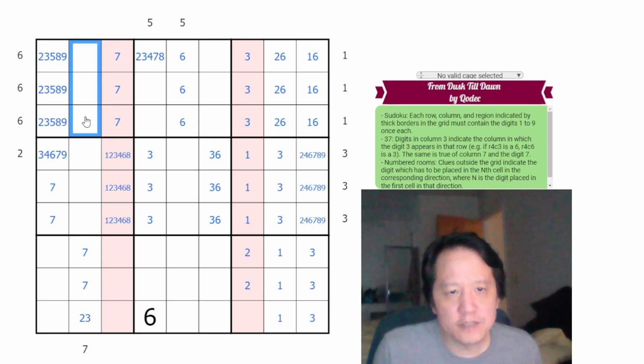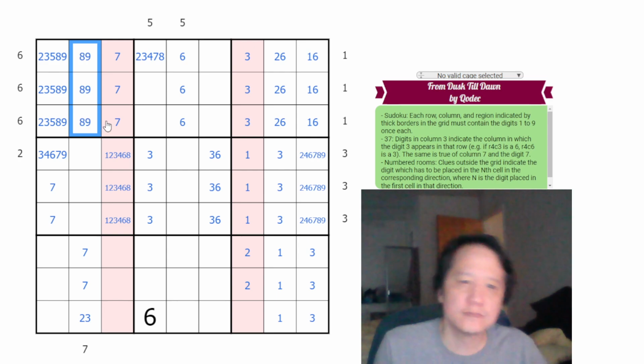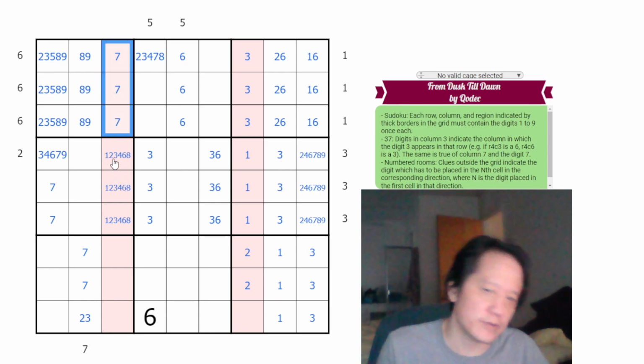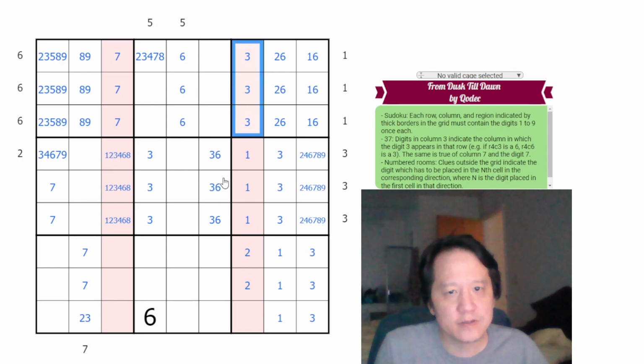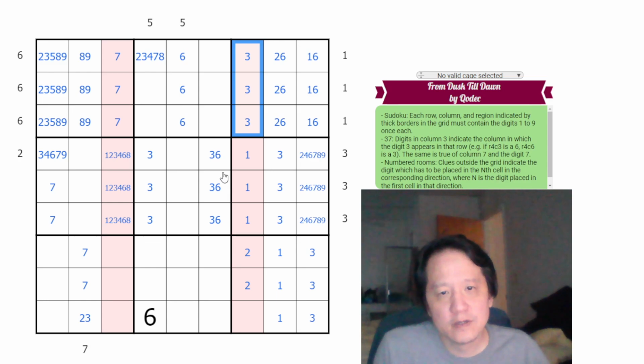Okay, so this is 8 or 9. The 3 could be in 1. It could be in 2. It could be in 3. The 7 has to be in 3. And it cannot be in 6. No, it cannot be in 6 because this can't be 7.